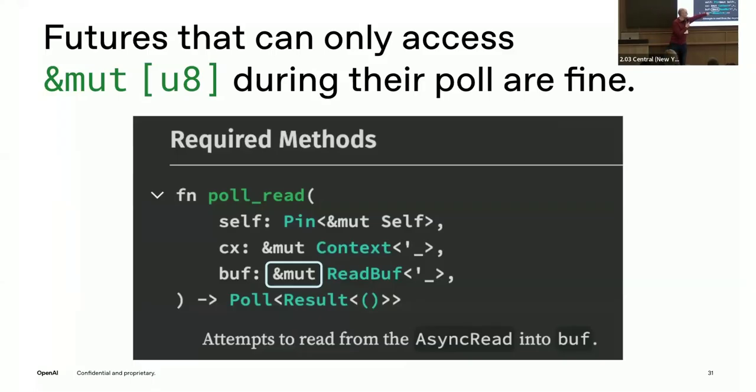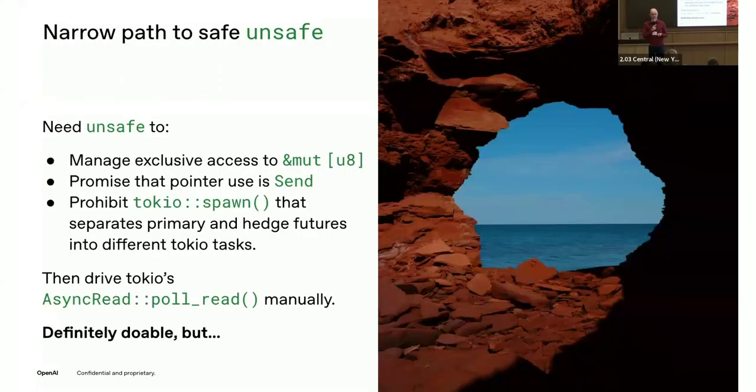I've highlighted this immutable borrow of read buff. Read buff wraps the buffer. This elided lifetime with the underscore over here is the lifetime of our buffer. You can see that the other lifetime isn't named, so the future can't hold on to it. This is all extremely complicated, but technically, if you're willing to do a tightrope walk, you can do it exactly right, and everything in principle could work.